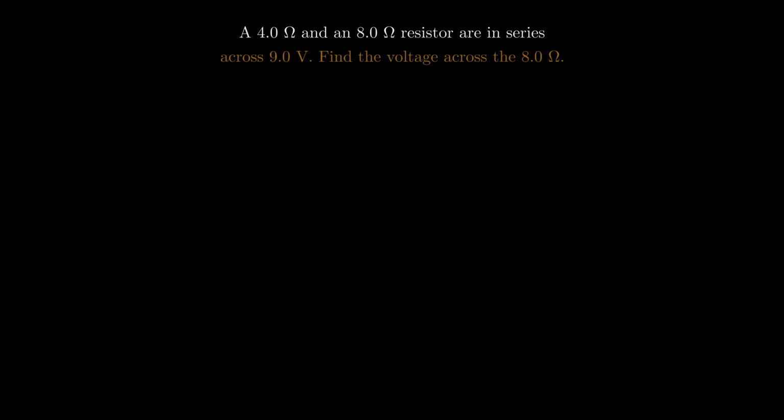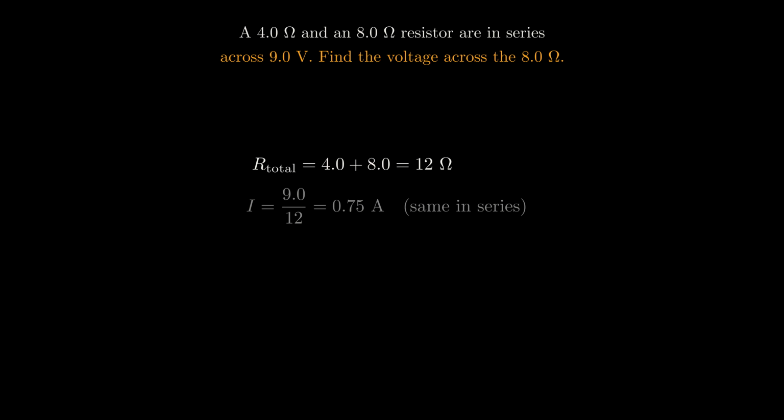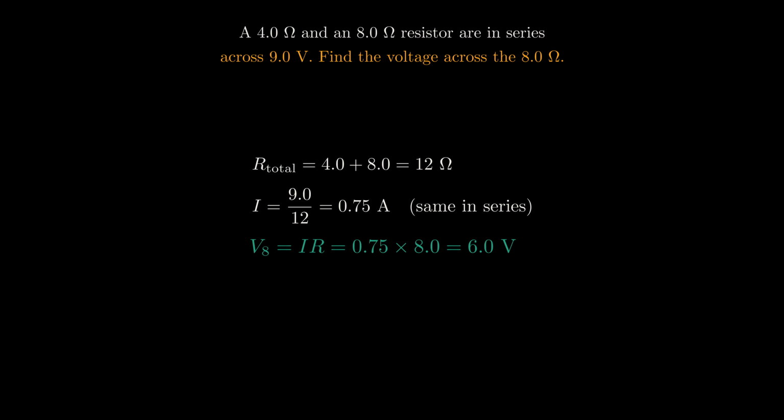A 4 ohm and an 8 ohm resistor sit across 9 volts. What's the voltage across the 8 ohm one? In series, the total resistance is 12 ohms, and the current, the same everywhere, is 9 over 12, which is 0.75 amps. Then the voltage across the 8 ohm resistor is that current times its resistance. 0.75 times 8 is 6 volts.